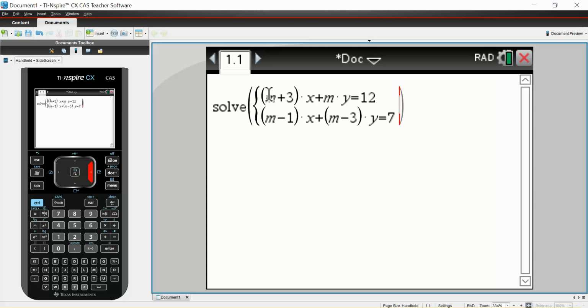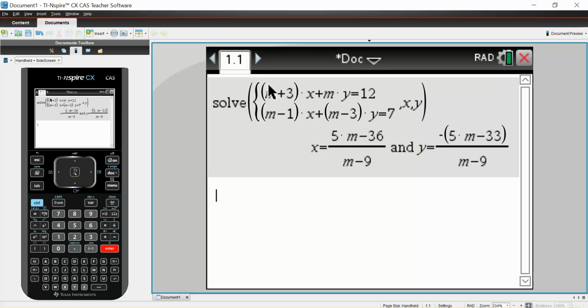So that's what I'm going to do. I'm going to say comma, x, comma, y. So I'm saying find out x, find out y, if these are my 2 linear equations. All right? If you press enter, it tells you what x should equal. It doesn't matter what m is, you will always have an answer for x and y, meaning you get an x and y coordinate. If you get an x and y coordinate, it means you have a point of intersection.